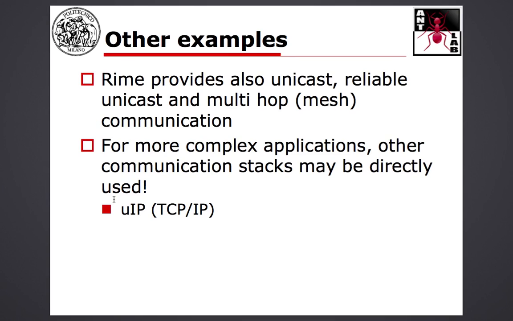So as I was saying, we have also other examples, and you can try to use unicast, reliable unicast, multi-hop communication, and this kind of stuff. If you need more complex network protocol, then you can use the micro IP stack, okay? And this will provide IP addresses for your nodes, will provide TCP control for your messages, and this can be useful if you want to connect your sensor network with an IP network, okay?